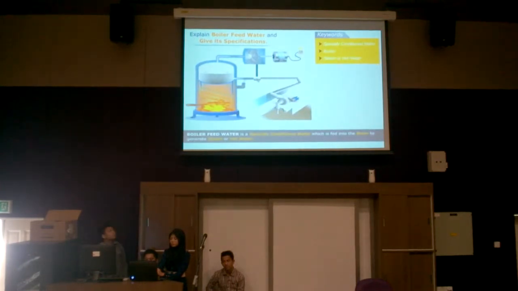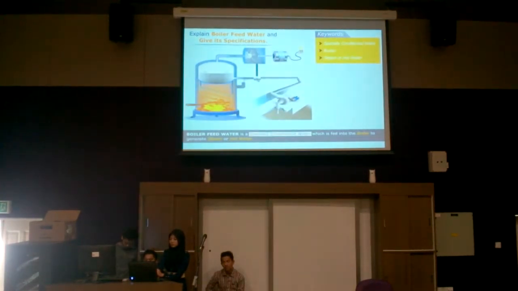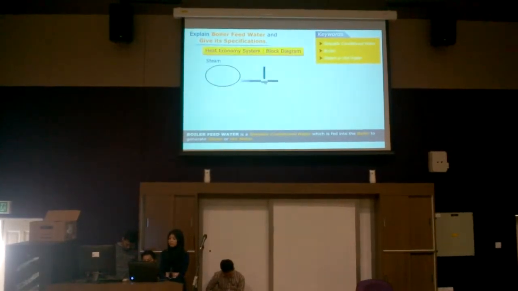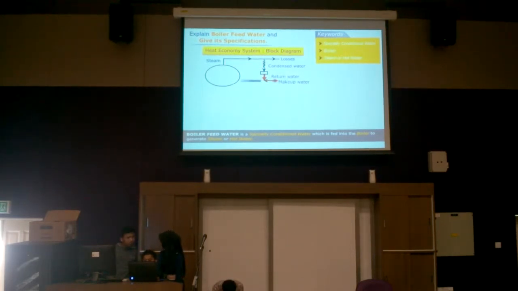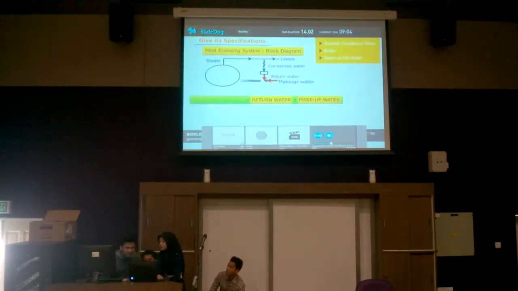Thus, we could say that boiler feed water is specially conditioned water which is fed into the boiler to generate steam or hot water. It is generated through a system of heat economy. Steam produced in the boiler is condensed after use and is returned as pure feed water called the return water. Then some fresh water or makeup water is added to this return water.